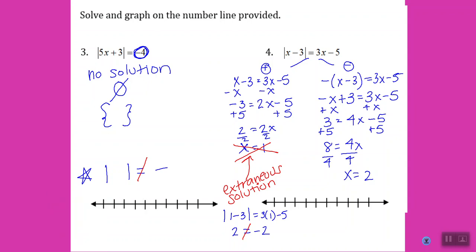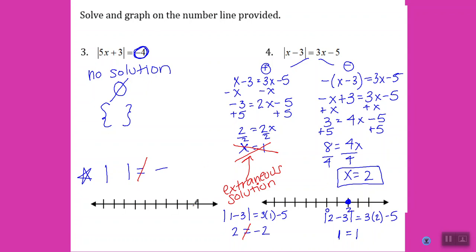For my x value of 2, when I plug that in, 2 minus 3, absolute value, equals 3 times 2 minus 5. 2 minus 3 is negative 1. The absolute value of negative 1 is positive 1. 3 times 2 is 6, minus 5 is 1. They are equal, so 2 works as a solution. I'll make this 0, this 2, and graph it right there.